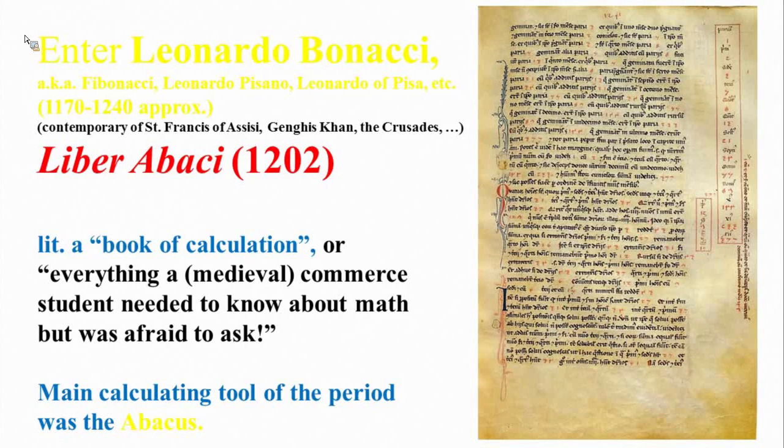He's a contemporary of St. Francis of Assisi. Genghis Khan. I mean, you don't think of these two guys as having lived at the same time. Well, Genghis Khan is invading Asia, right? And sacking all these towns. These guys, they're writing a math book in Italy. Kind of interesting. It's anachronistic, right? But it's kind of interesting.